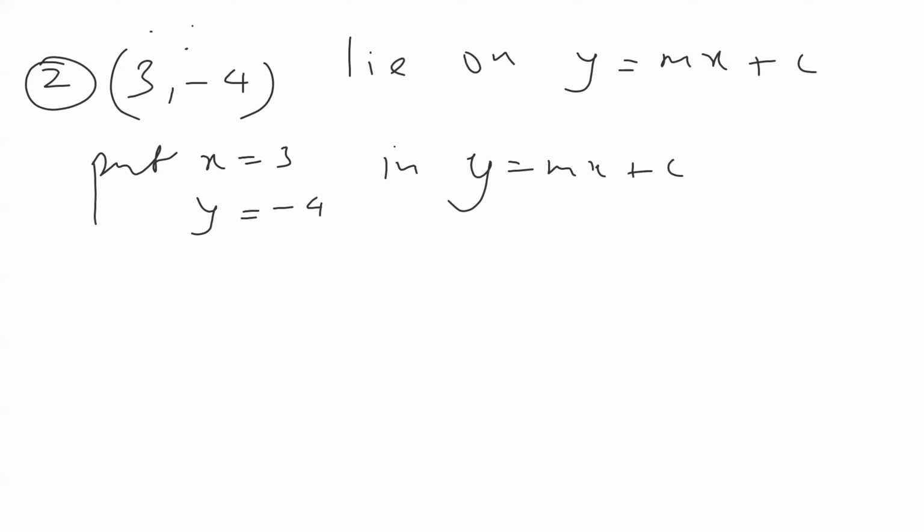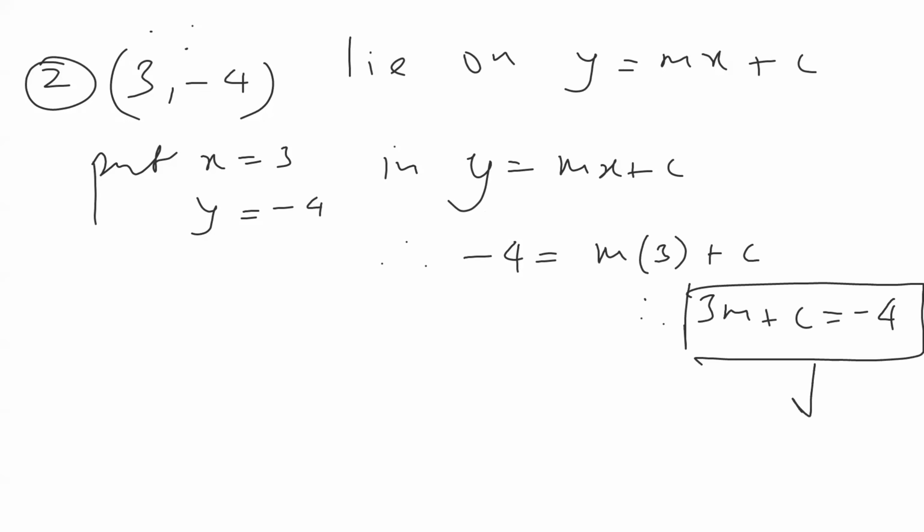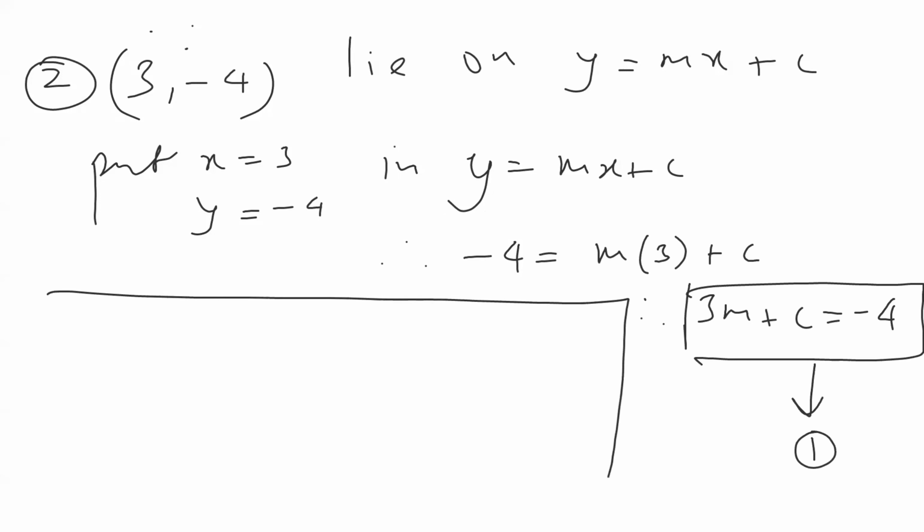Now, who gives us this liberty of putting x as 3 and y as -4? This is because the point lies on the line. If the point is not lying on the line, we cannot just put like this. So therefore -4 is equal to, the value of y I've just put as -4, m into x. What is x? x is 3, plus c. Therefore, 3m plus c is equal to -4. Equation number 1, right?